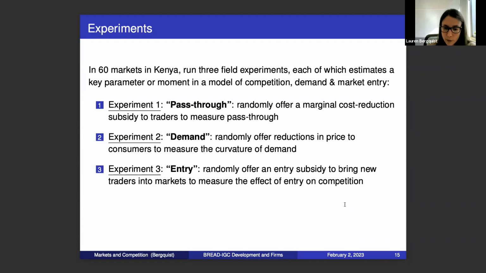And then the third experiment measures the impact of entry and competition. So in this experiment, we randomly offer an entry subsidy to bring new traders into the market. And we measure what happens to prices and what happens therefore to competition when new entrants come in.